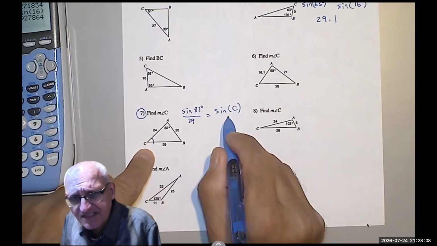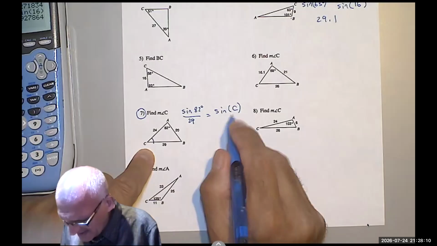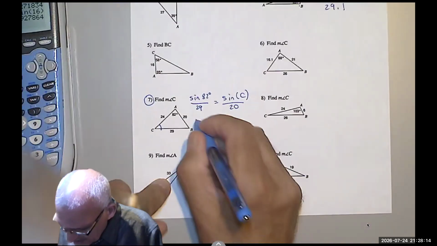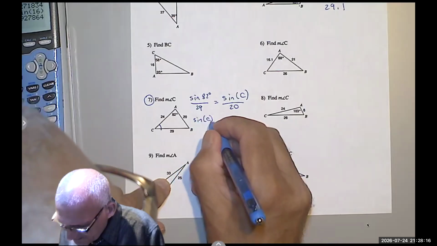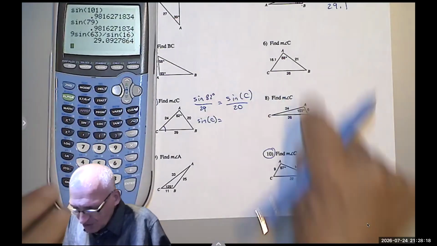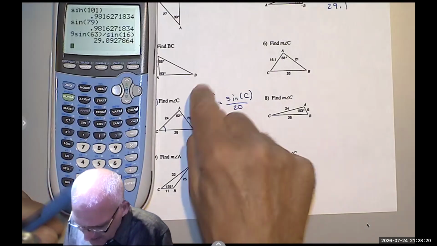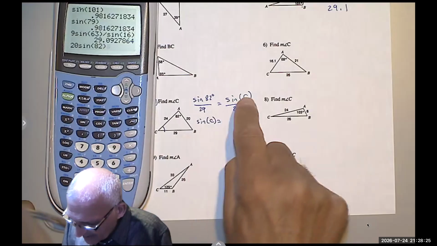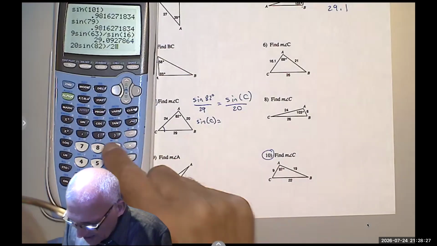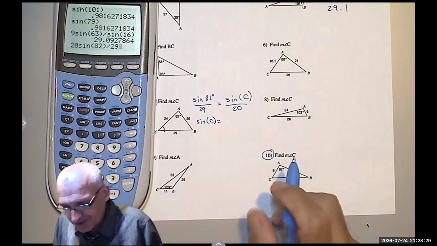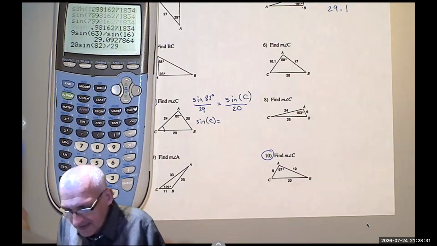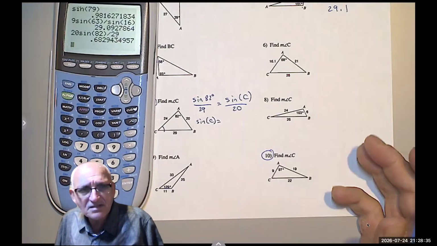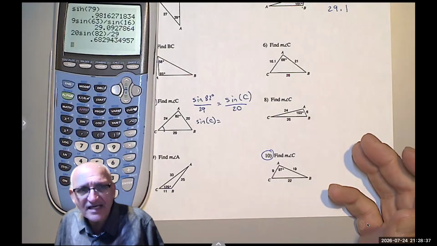That will not give me C, it will give me sine of C. So how do I find the angle? Let's find out. Sine C equals, if I do a cross multiplication, 20 times sine 82 divided by 29. 29 is larger, right? And I got this value. But that's not the angle. That's the sine of the angle.